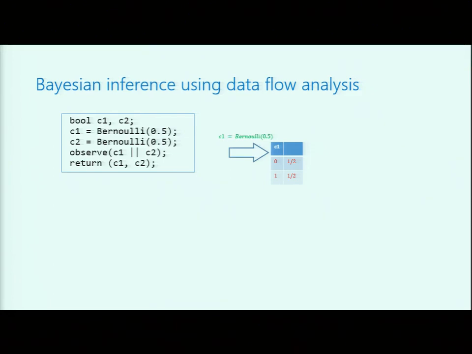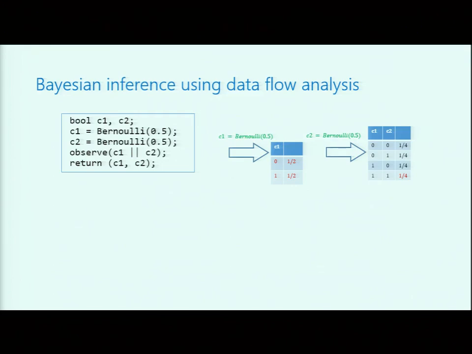Now if I execute the next statement, what do you think I'll get? If I now give this state to this statement, what table am I going to get? I'm going to take this table and push it through this assignment statement C2 equals Bernoulli 0.5. And of course C2 equals Bernoulli 0.5 has nothing to do with C1. So what table am I going to get? All the 4 configurations, right? So I get this 1/4 thing.